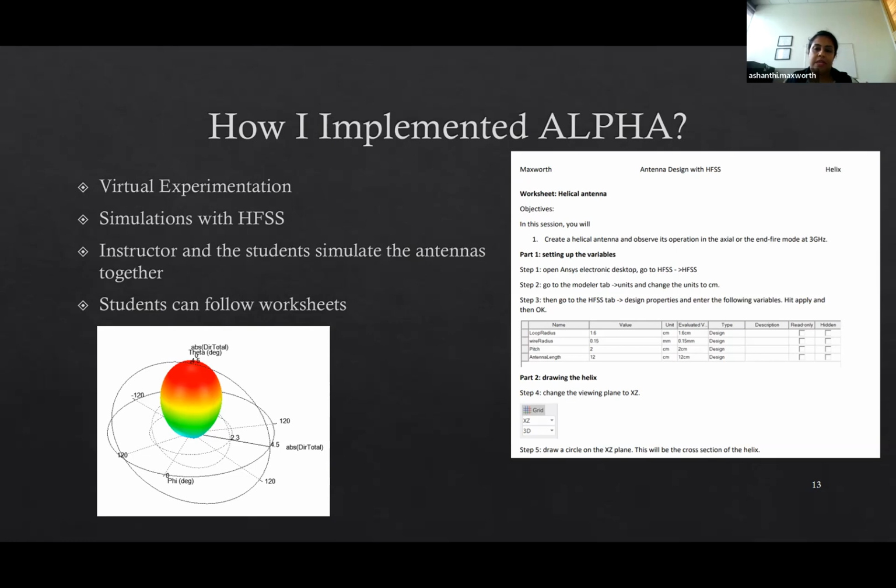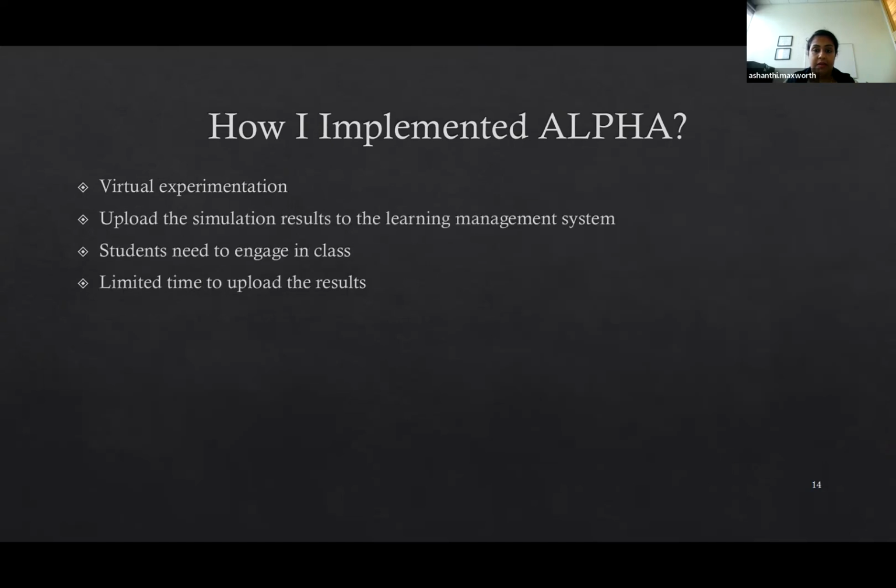With virtual experimentation, since the campus is paying for HFSS, if we break something, that's still fine, they can always restart. So we did a lot of simulations with HFSS where they can do a first-hand visualization.